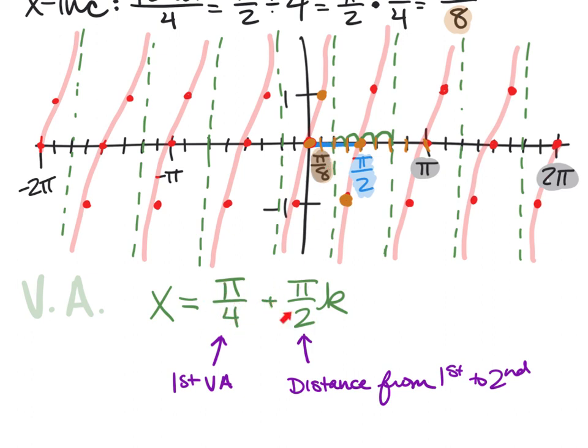And then you're going to add the distance from the first to the second times k. So I'm going to count, literally, that's what these little green marks are. 1, 2, 3, 4. 4 tick marks to get to the next vertical asymptote. So that's 4 pi's over 8. But 4 pi over 8 reduces to pi over 2. So our formula for the vertical asymptotes for this graph is x equal to pi over 4 plus pi over 2k. The first vertical asymptote, and then the distance from first to second.